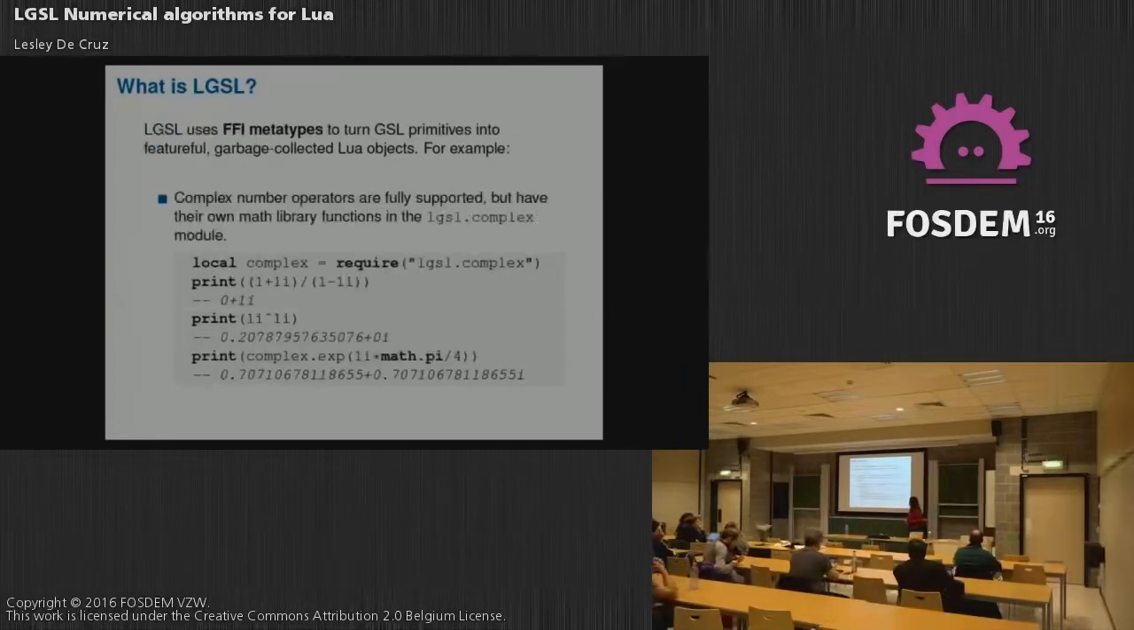A second example is the complex number, which is actually already supported in LuaJIT, but the problem is you can't do anything with them. There are no operators defined on them. And Lgsl also provides these operations. But of course, if you want to do some math operations, you will need them from the Lgsl complex module. The regular math library won't work on complex numbers. So all the operations are defined like division, and here taking the power of i to the i, which is a real number, surprisingly. And here's an example where you have the exponent, the complex variant of the exponent function.